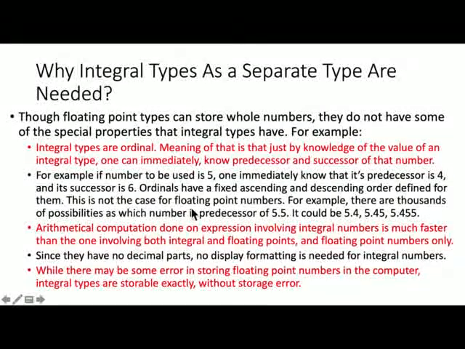Well, this is not the case for floating point numbers. For example, there are thousands of possibilities as to which number is predecessor of 5.5. It could be 5.4, it could be 5.45, it could be 5.455. So floating points are not ordinal.